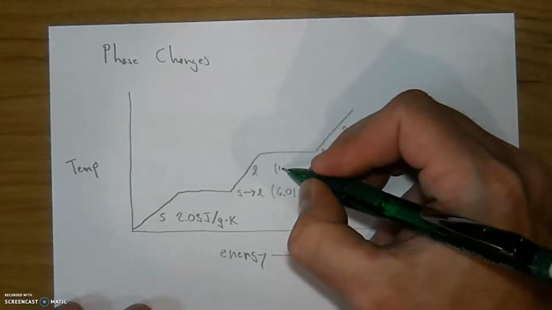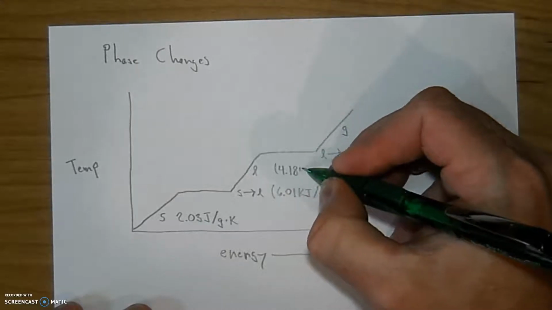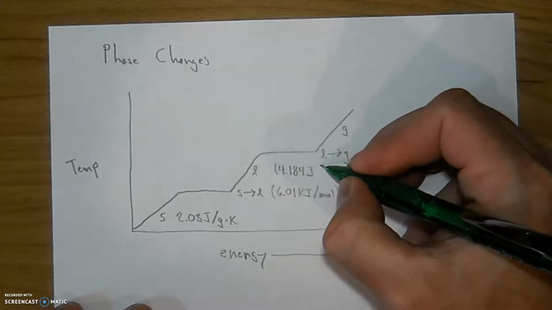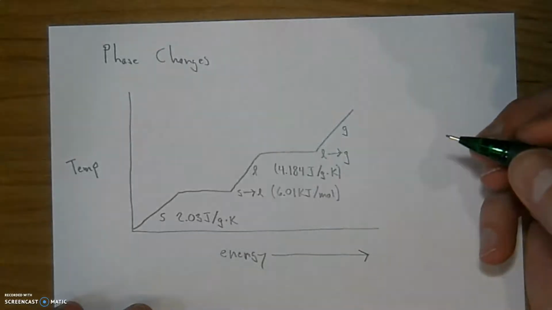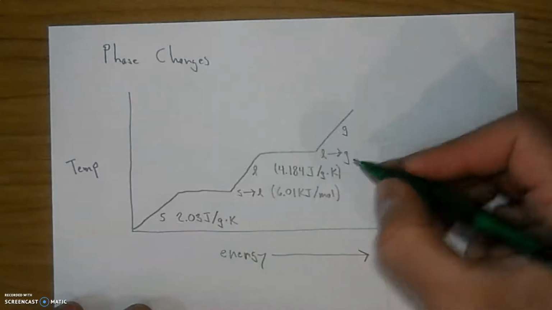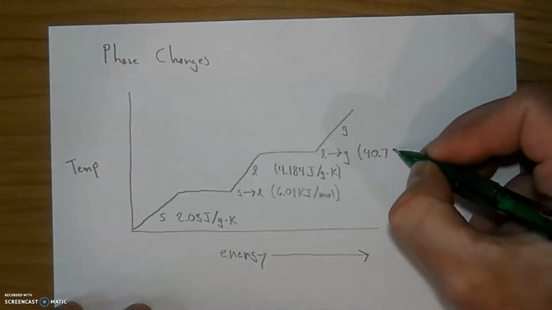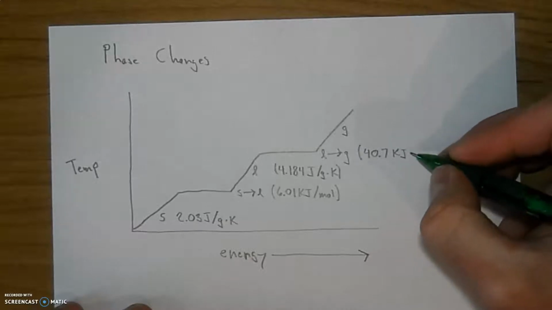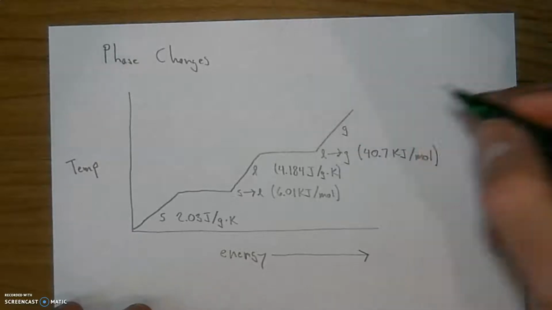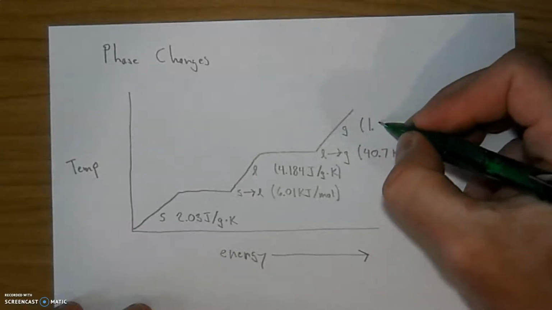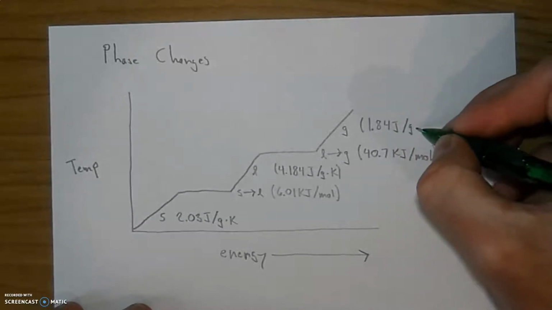If you are going to heat up the liquid after it is all melted, 4.18, many times it's 4 joules per gram per Kelvin or degrees Celsius, it works the same. And then when you are vaporizing that liquid, 40.7 kilojoules, which is a pretty big number comparatively to everything else we've seen on here, per mole. And then lastly, the one up here at the top, when you're just heating up the gas, 1.84 joules per gram per Kelvin.